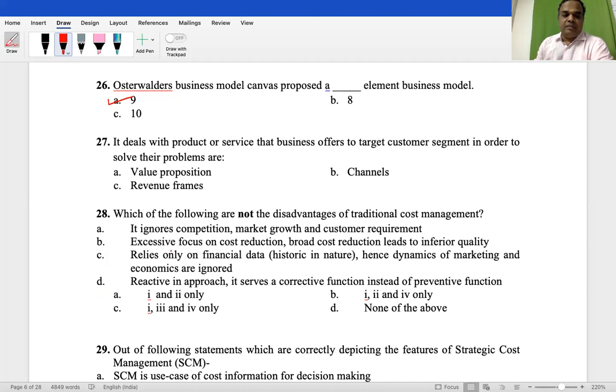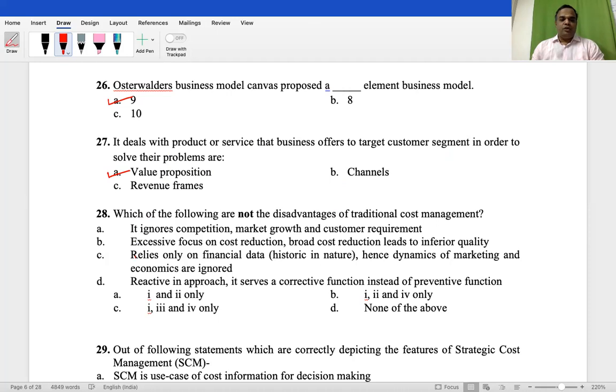Next, it deals with the product or service. Products or services that the business offers to the target customer segment in order to solve their problems are the value proposition. So value proposition denotes the product or service that the business offers to the target customer segment in order to solve the problem. Nothing but the main business activity.